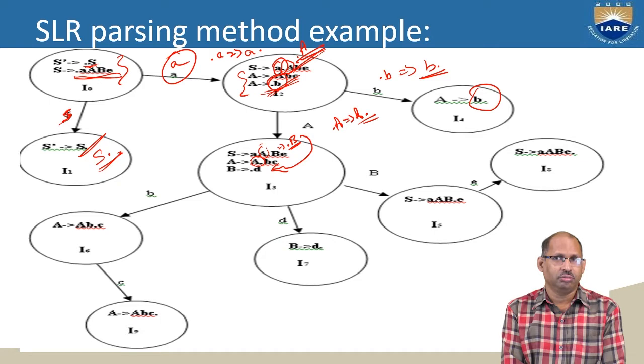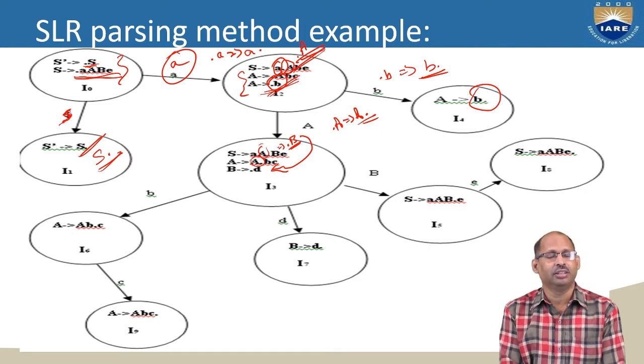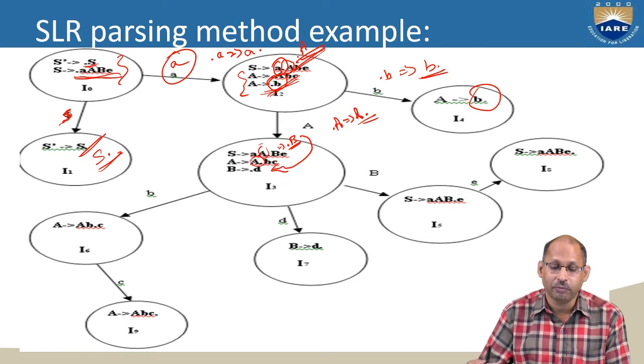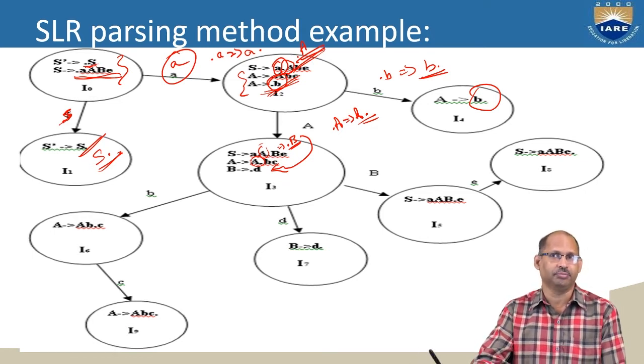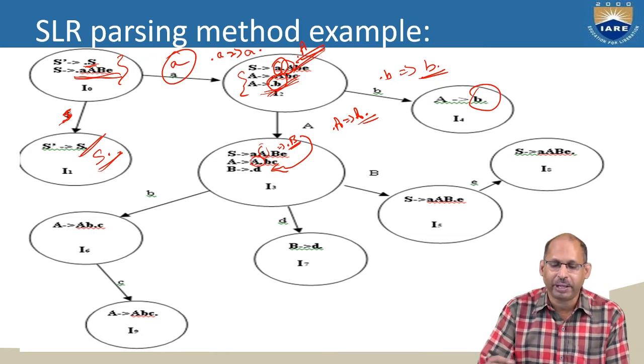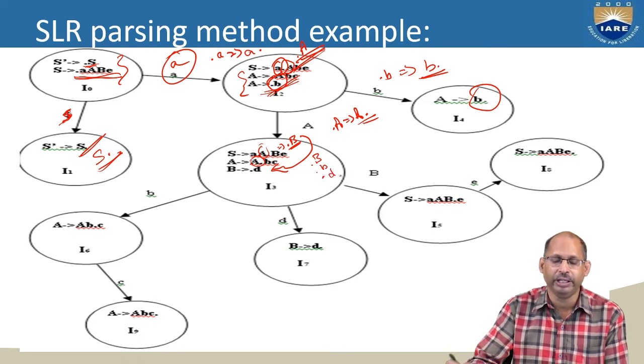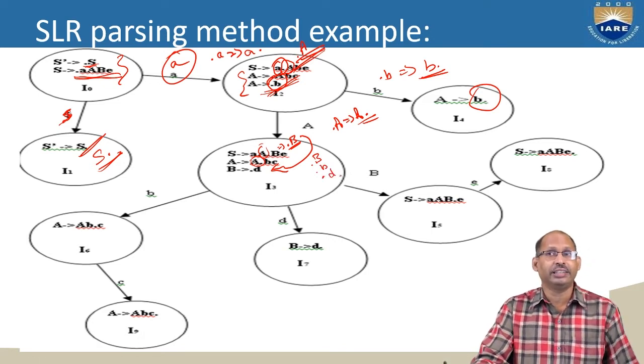Is it clear? Dot followed by terminal, simply stop. If dot is followed by a non-terminal, add that non-terminal's productions. What are the productions? Capital B gives small d. Add that production. Now dot followed by B, dot followed by small b, dot followed by small d. Those are the three symbols followed by dot.